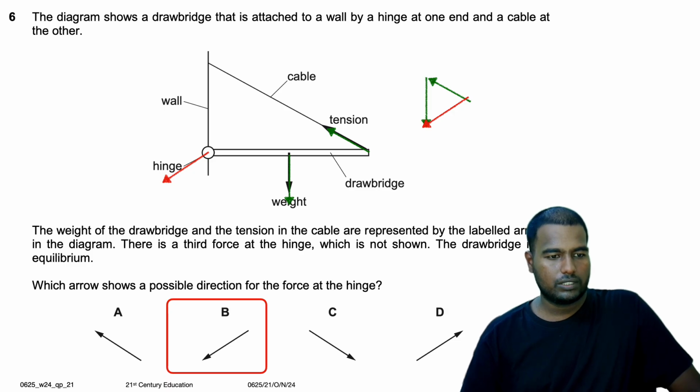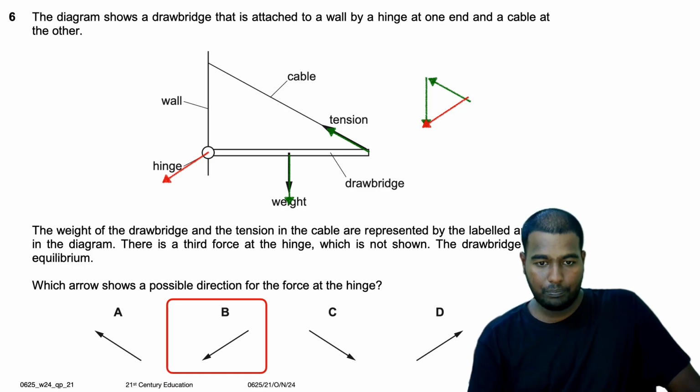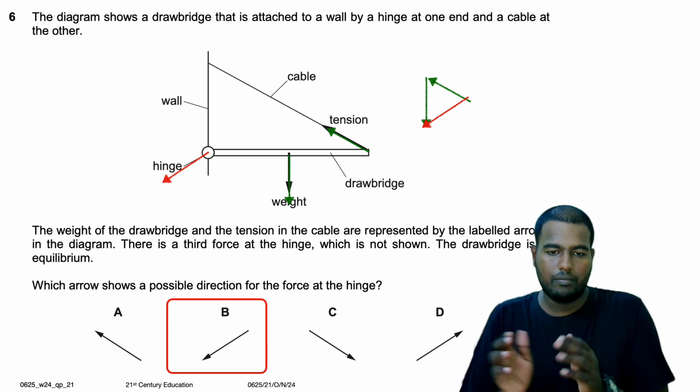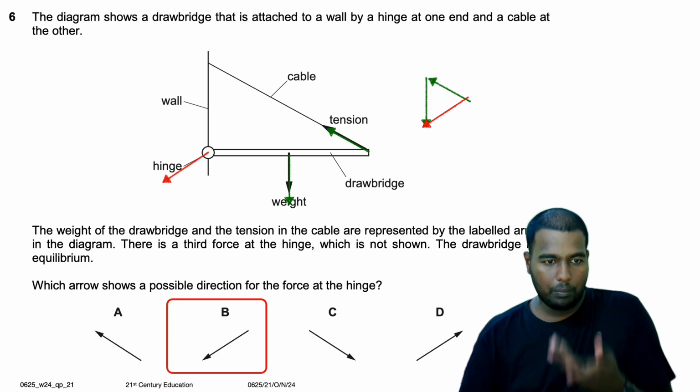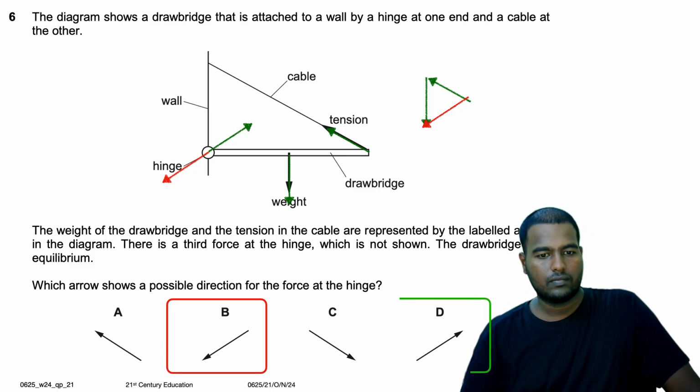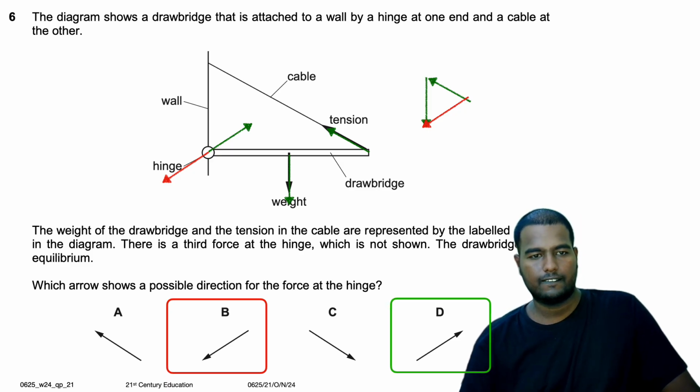Why? Because the question is which arrow shows the possible direction for the force at the hinge provided these are in equilibrium. If B is the resultant force, then the entire setup must be moving in the direction of B. But it is in equilibrium. So opposite to this the force must act. So that's the equilibrium. Option D. I hope it's clear.